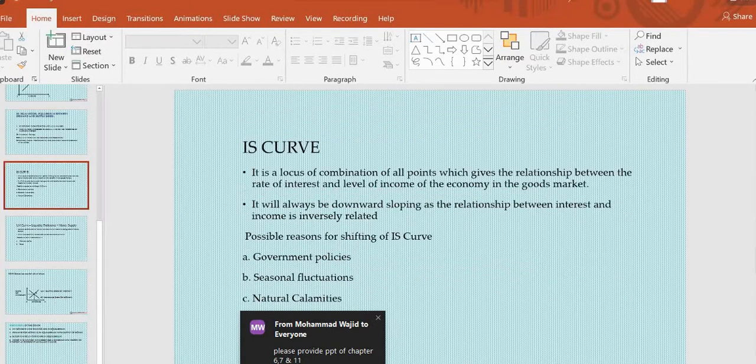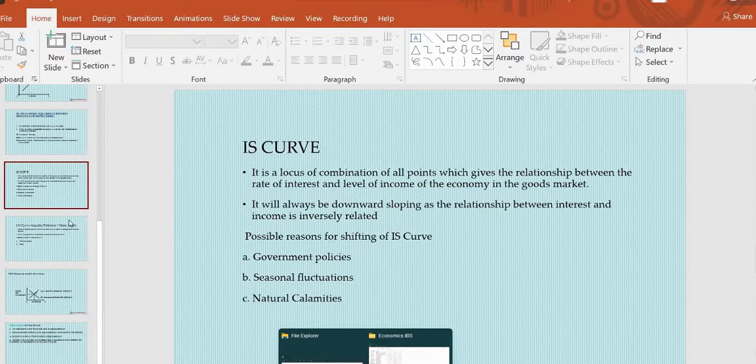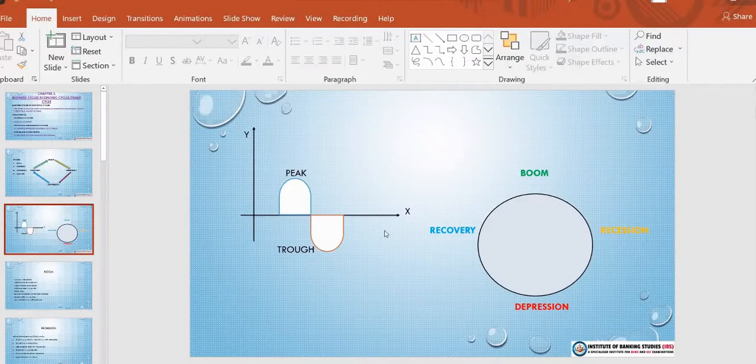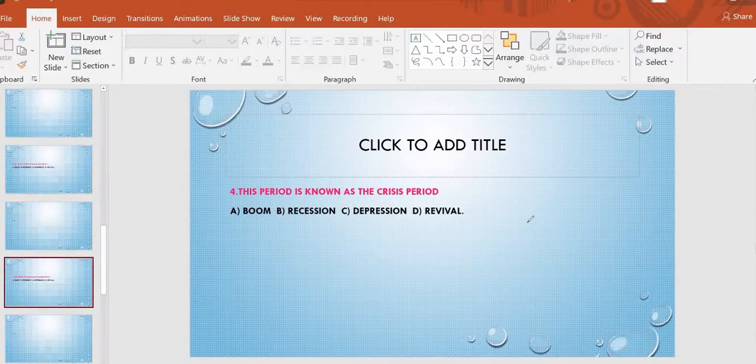So there was one confusion related to recession. I'll just clarify. The question was here in the multiple choice question: the cyclical fluctuations are crisis. Can you see the question here? Crisis period. So there was a confusion about the period which is known as the crisis period. People had the doubt between the recession period and the depression period.